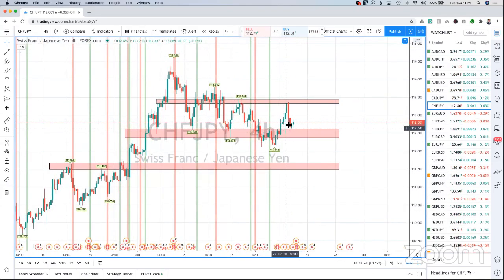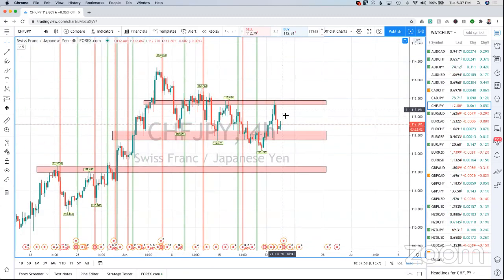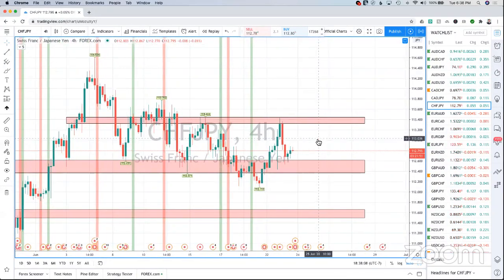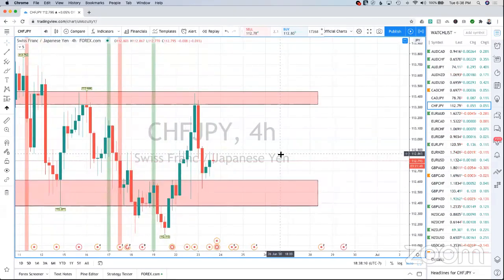In order for this to be another valid buy entry, price would have to close below this zone right here. So what I mean by that is price comes down and closes either within this zone or below it. And then it closes back above as a buy. So this is what I meant right here. So this is an example right here.